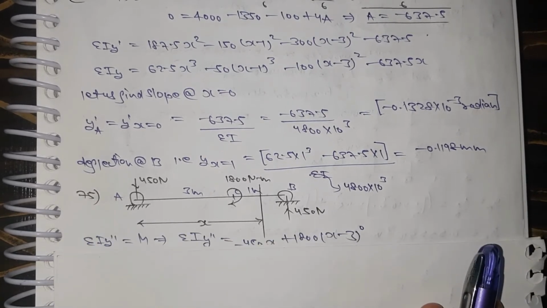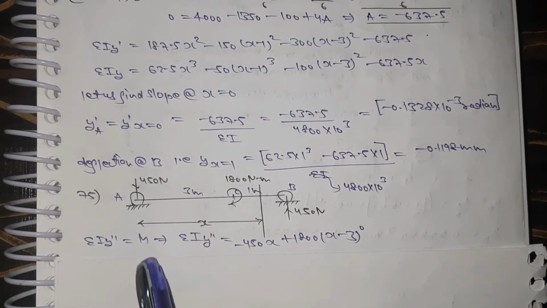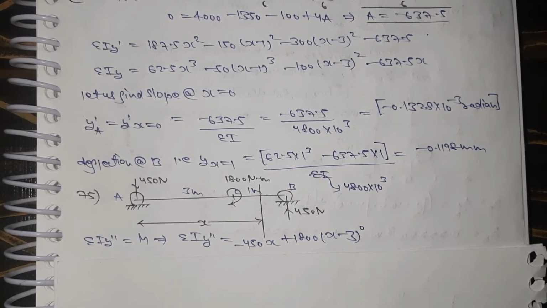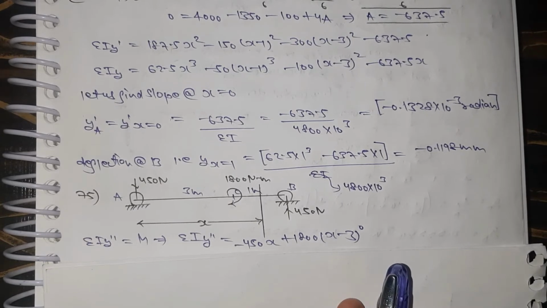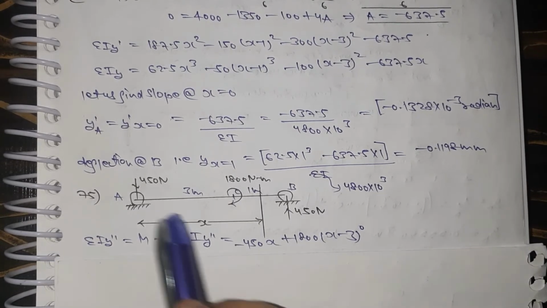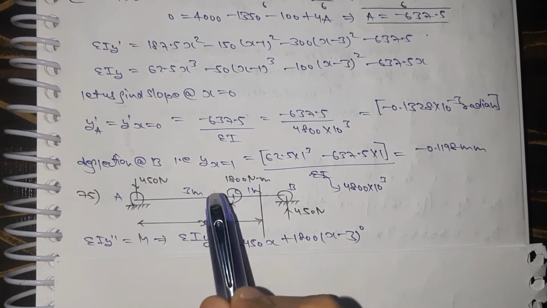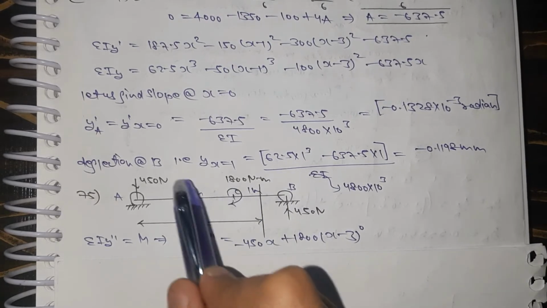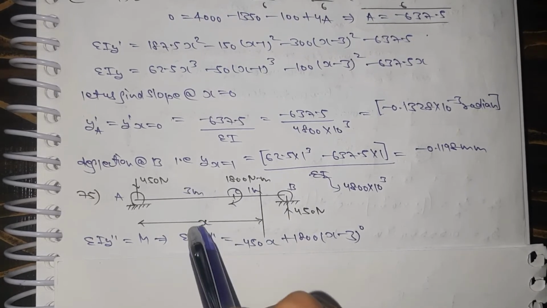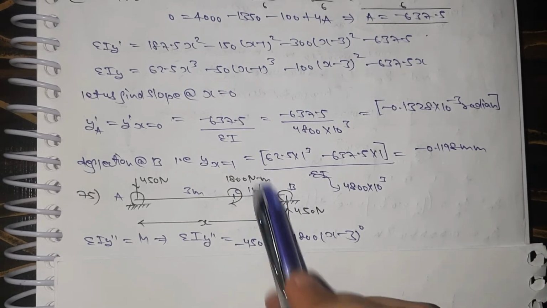Now I'll straight away use the equation EI y double dash is equal to M. What is this M, guys? This is the bending moment. I'll have to calculate the bending moment in the last section or last region of the beam. You can clearly see that I have two regions. Region number 1 is the AC region, and the other one is the CB region. So of course I'm not going to calculate the bending moment in the AC region. I'll have to calculate it in the CB region.